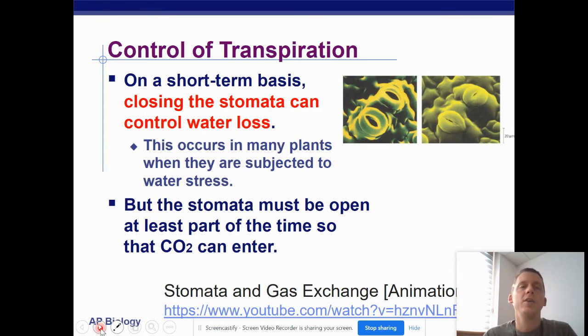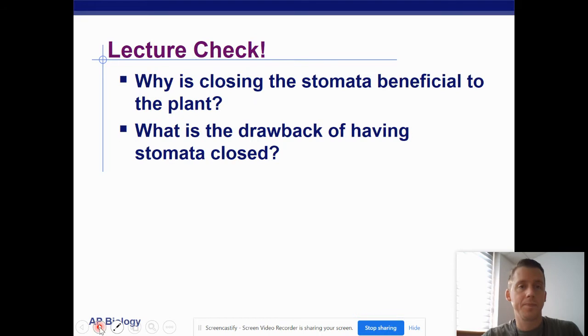Okay, so on a short-term basis, so notice that it says short-term. Closing the stomata can control water loss. So when it is really hot and dry, you can expect the stomata of a plant to be closed. This occurs in many types of plants when they are subjected to water stress, but this cannot last forever because a plant must have CO2 to undergo photosynthesis. So it can't work on the long term. Here we see a picture of the stomata open, and it's hot and dry, so here the stomata has closed.